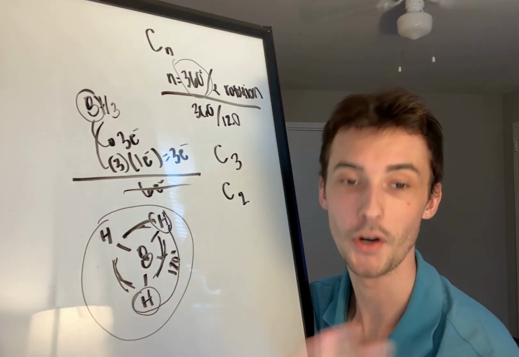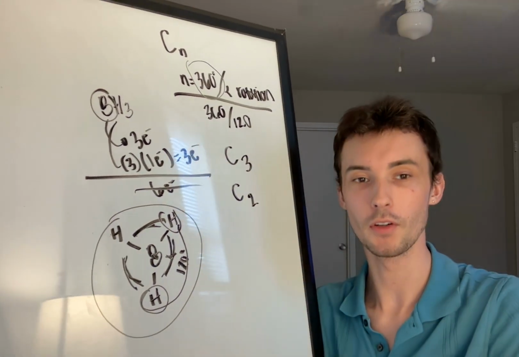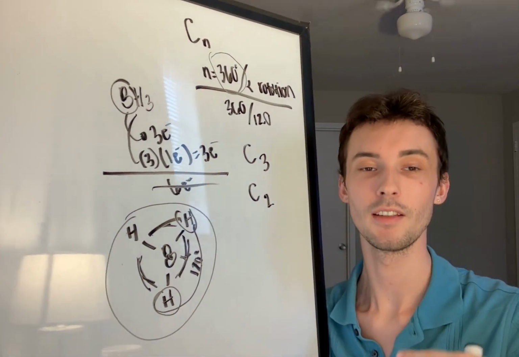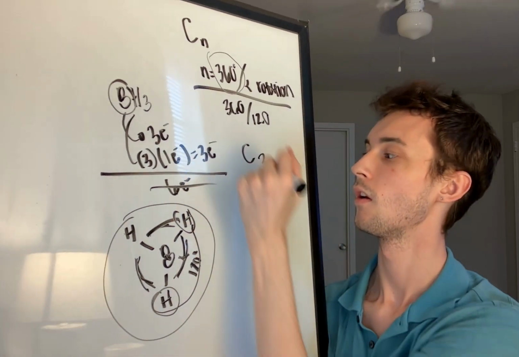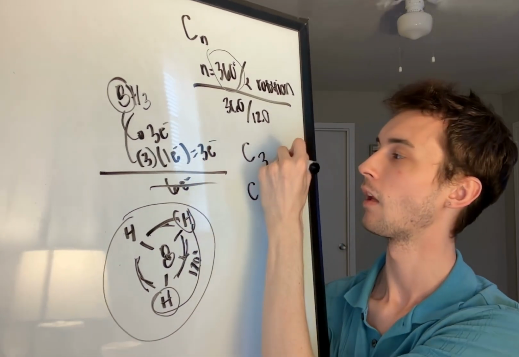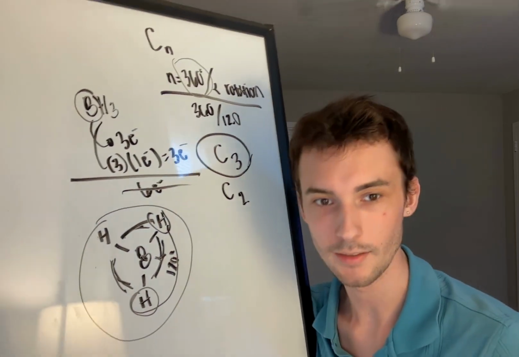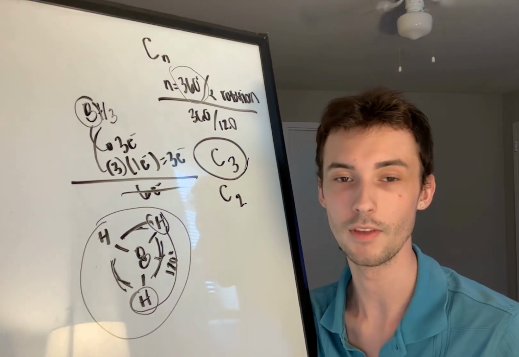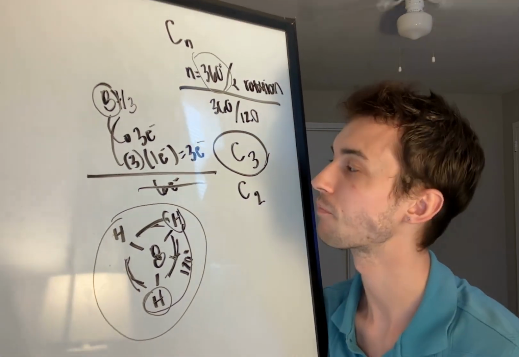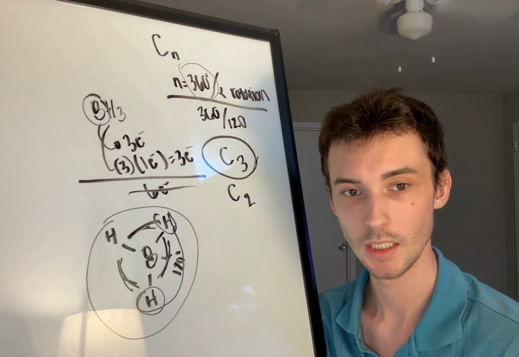But as I said earlier, you want your proper rotation axis to be the axis of highest order. So 3 is greater than 2. So for our symmetry operations, we're going to use the C3 axis for boron trihydride instead of any of the C2 axes. I hope that makes sense.